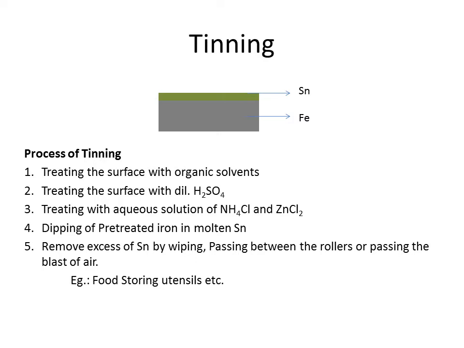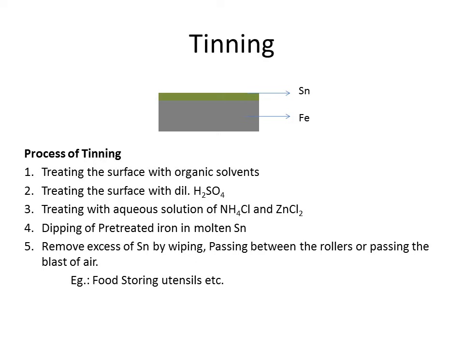We have one example, that is tinning. Tinning is nothing but coating of tin on iron. On the surface of iron, a layer of tin is deposited, and that process we call tinning. I have shown in the diagram, the grey colored metal surface is iron, and on the surface of that iron, a layer of tin will be deposited. Iron has a lower electrode potential value, and tin has a higher electrode potential value. Therefore iron will act as anode and tin will act as cathode.